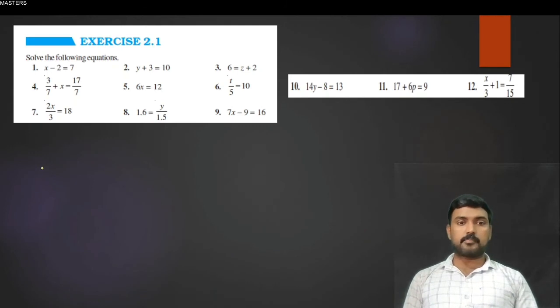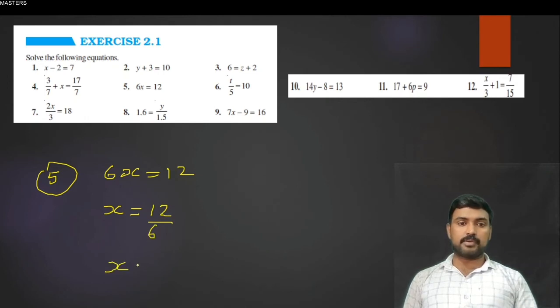Now question number 5. Question number 5 is 6x is equal to 12. Here we know that 6 is multiplying with x. We have to find x. So keep x on the left side, and 6 is multiplying with x. The multiplication transposed to the right side will be division. So 12 divided by 6. We know that 12 divided by 6 means 6 there is one time, 12 is 2 sixes. So 2 by 1 is the answer. So x is equal to 2.